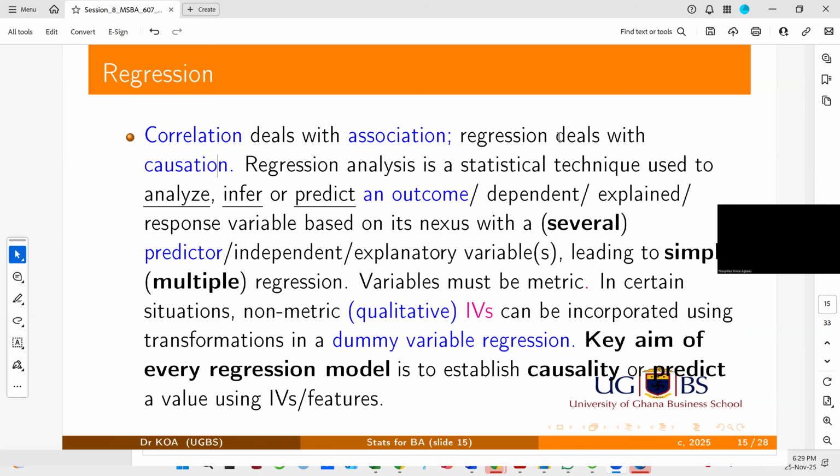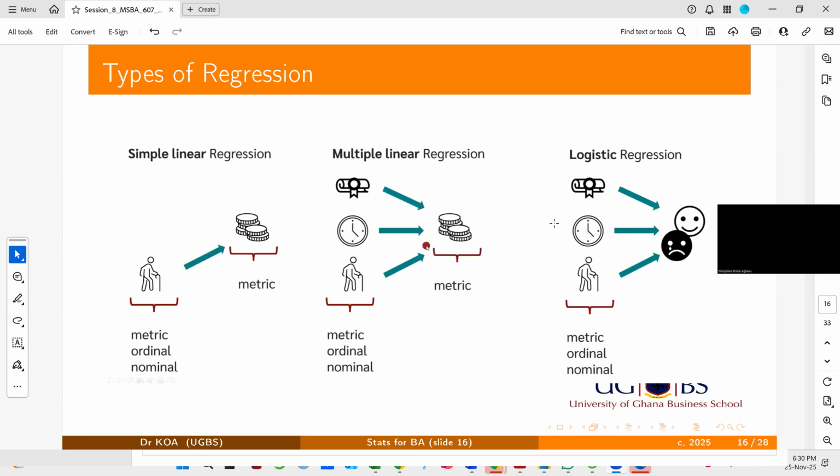Now, sometimes the multiple regression will have dummy variable, categorical features. That kind of regression becomes a dummy variable regression. Please note that the aim of a regression is to establish causality and to make predictions. That is the main aim, to establish causality and to predict. That's the main aim.